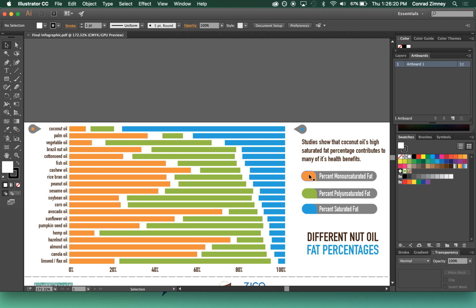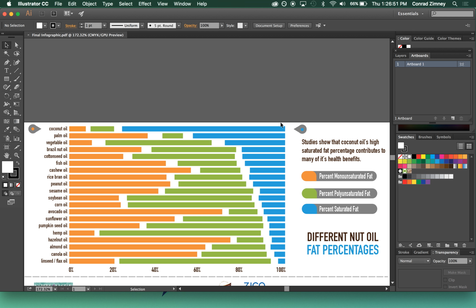Next up, I have included a legend here, similar to that of my visual language model. Even though it's not specifically used as a legend, I thought that using the same sort of style would be an effective way to convey or to emulate my visual language model. So I've used the different colors here to encode percent of monounsaturated fat, percent of polyunsaturated fat, and percentage of saturated fat. So for orange, green, and blue respectively.